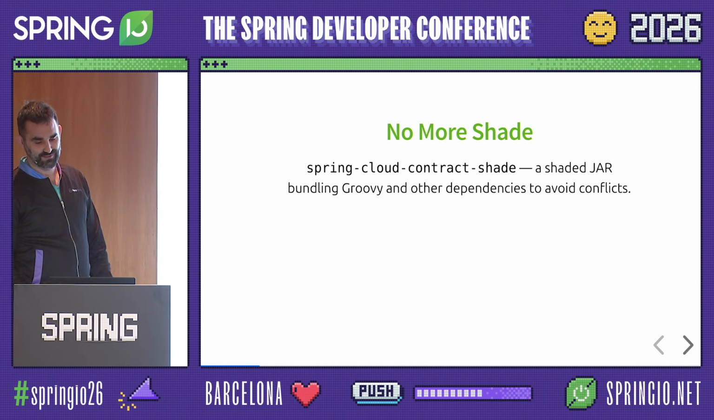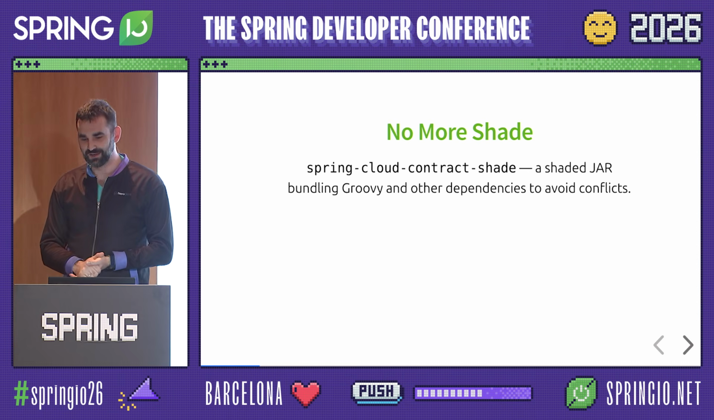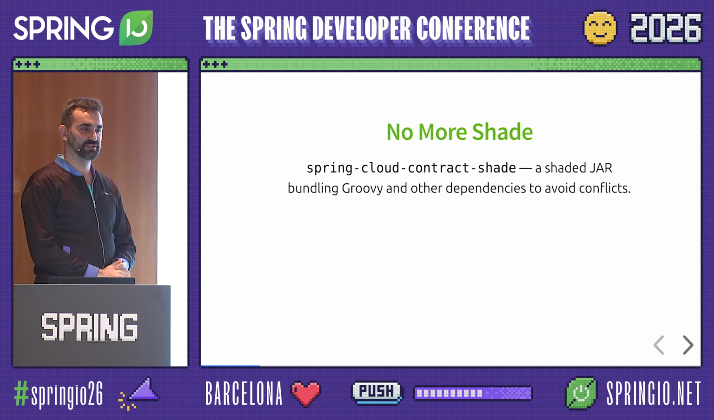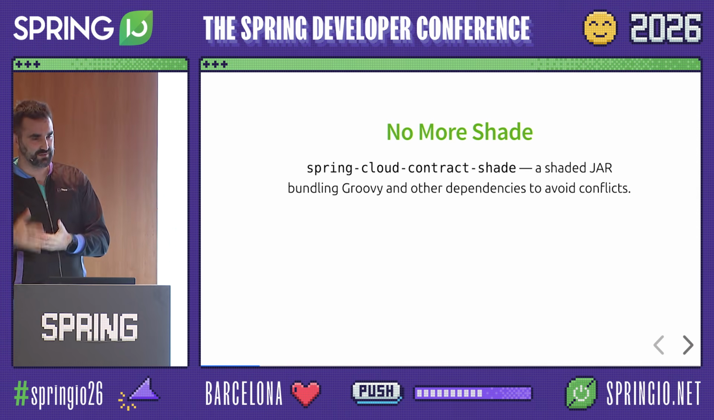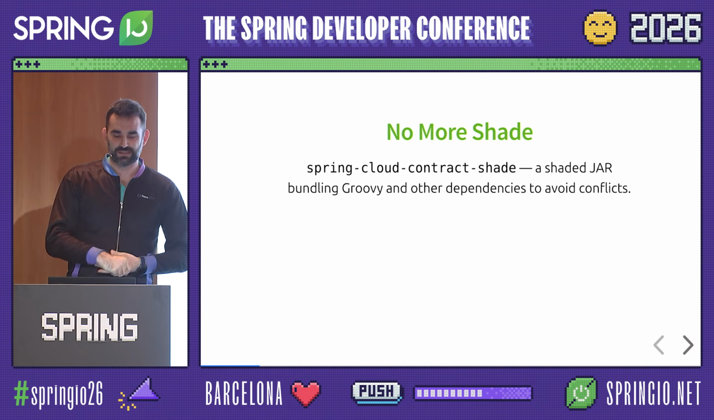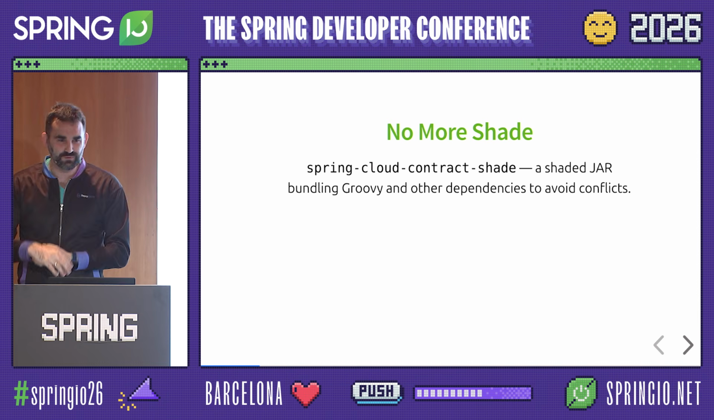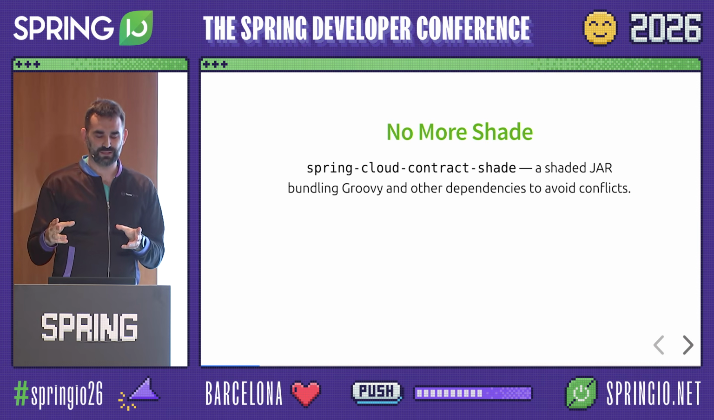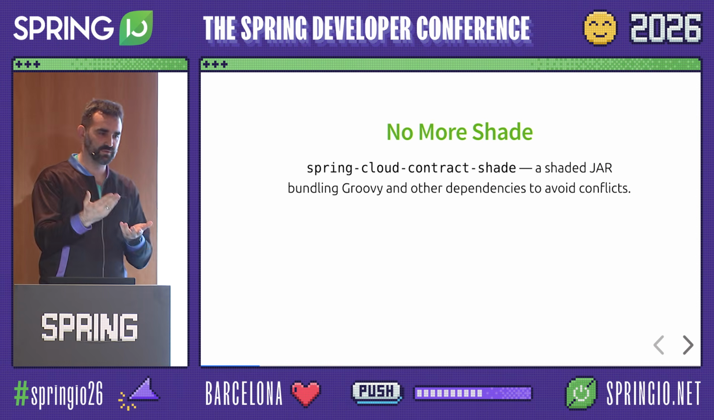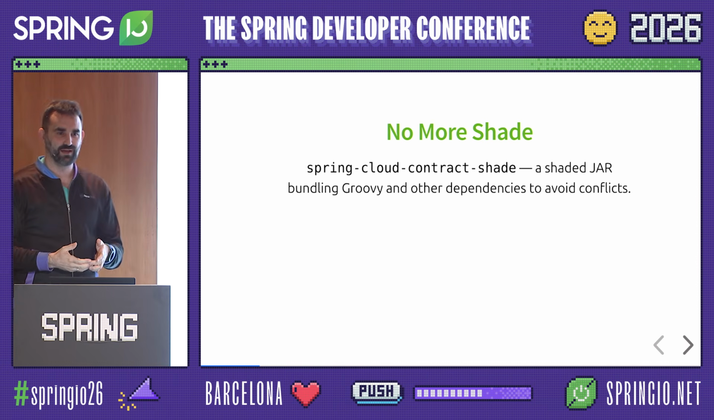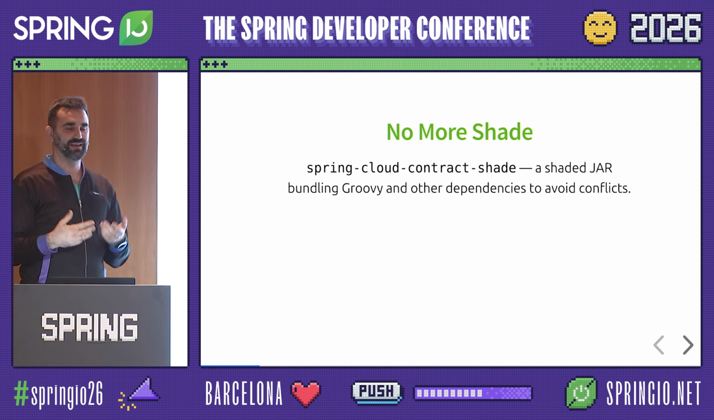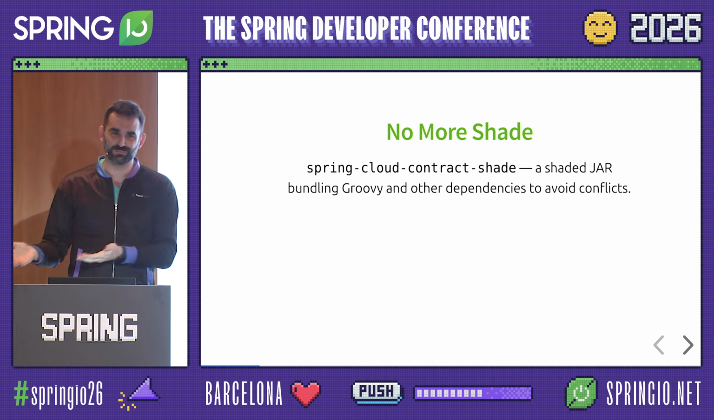The Shade plugin, that was a mess. There is a module called Spring Cloud Contract Shade, which would be doing terrible stuff because it's creating a shaded jar. Shaded means all the dependencies are repackaged. Those dependencies were mainly Groovy and other stuff, because I needed to avoid conflicts. Why? Because Spring Cloud Contract is a project based on Boot. Boot brings the dependencies, however Maven brings the dependencies, and Gradle brings the dependencies. And Spring Cloud Contract has a Maven and Gradle plugin.